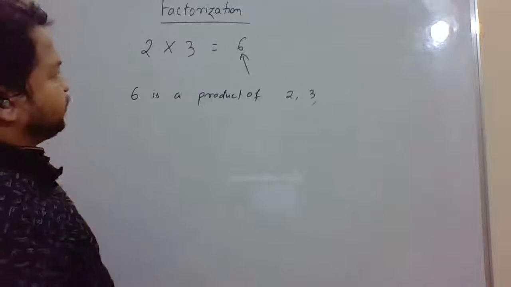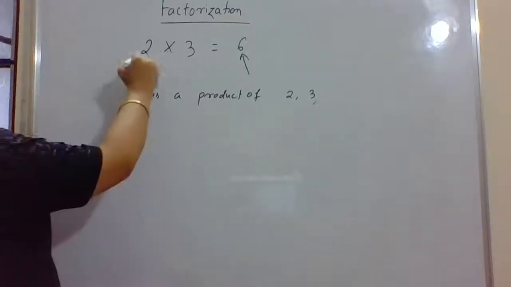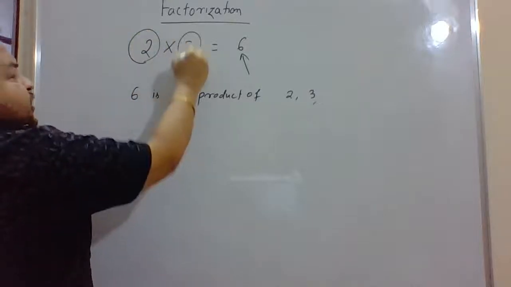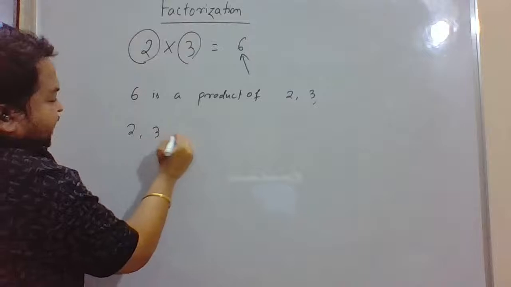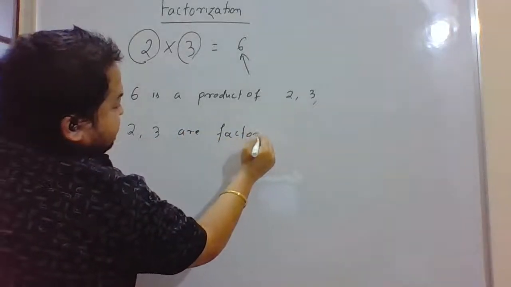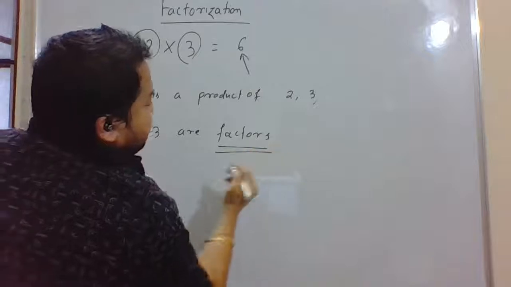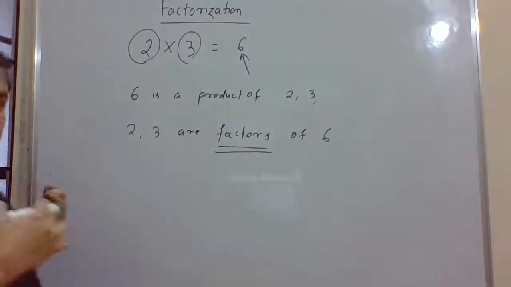If I ask you, 6 is a product of 2 and 3, great, but what are 2 and 3 of 6? The answer is that 2 and 3 are factors of 6.